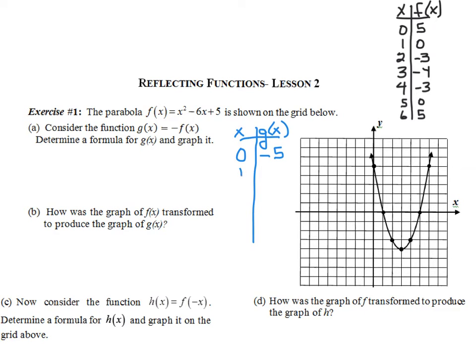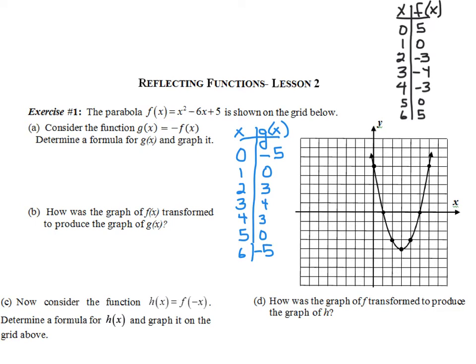So 0, negative 5, 1, 0. 0, of course, when I negate it, is still 0. When I negate negative 3, it's going to give me a positive 3. 3 will be matched with 4. 4 will be matched with 3. 5 will still be matched with 0. And 6 is going to be matched with negative 5. So I've negated all of the y values.